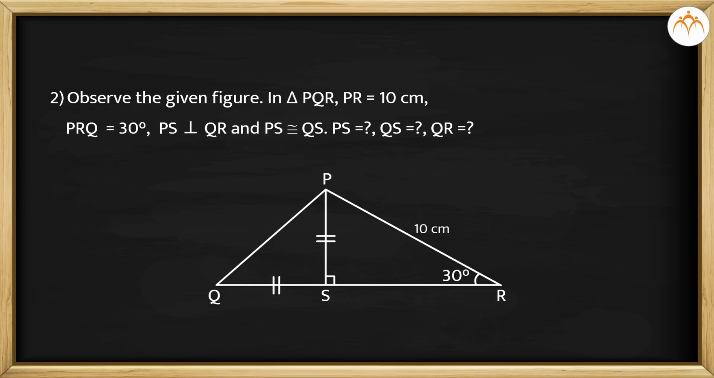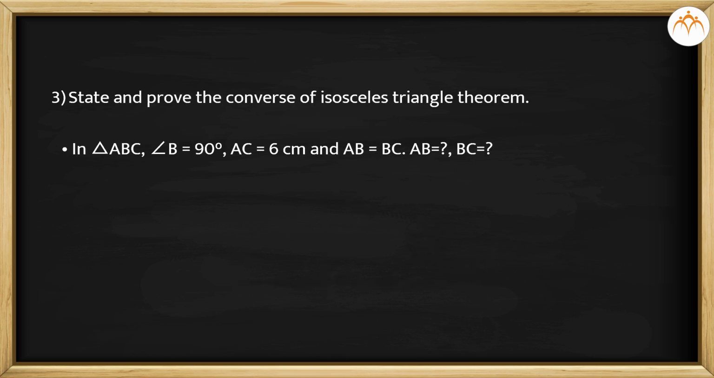Observe the given figure. In triangle PQR, PR is equal to 10 centimeters, angle PRQ is equal to 30 degrees, PS is perpendicular to QR and PS is congruent to QS. Then find out PS, QS and QR. State and prove the converse of isosceles triangle theorem. In triangle ABC, angle B is equal to 90 degrees, AC is equal to 6 centimeters and AB is equal to BC. Then find out AB and BC.